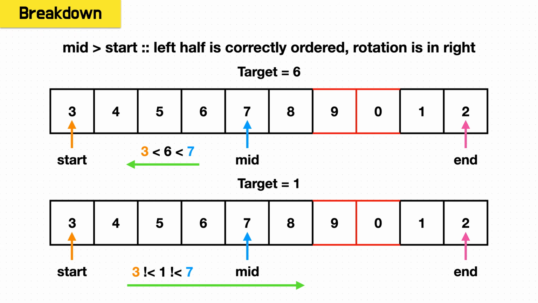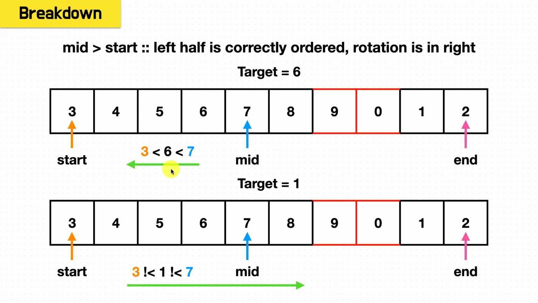So let's look at the possible cases. We see that the mid is greater than the start. This must mean that all the items in the left half are ascending correctly, so our rotation point must be in the right half. So we'll use the left to determine where our target is located. We see that 6 is greater than 3 and less than 7, so it must be in this correctly sorted range, so we would move left. We would move our endpoint to the current mid, and then we would check between those two values.